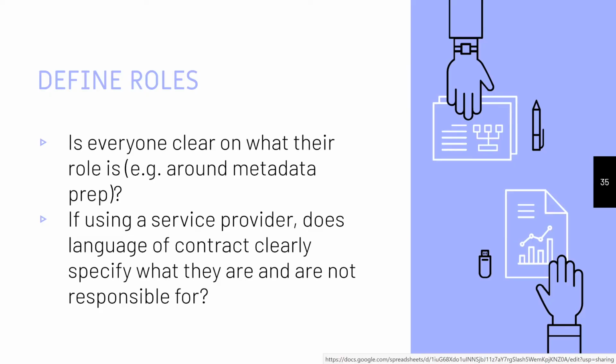So again, we've already talked about defining roles in the project team, but in the context of repository migrations, it's important, particularly around data quality. If you're using a service provider, they may expect to receive fully cleaned, perfectly importable metadata from you, the client. And if that metadata does not meet those criteria, whose job is it to fix it? That's important to clarify up front, so there are no surprises.